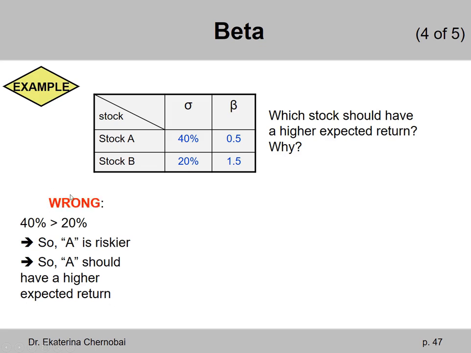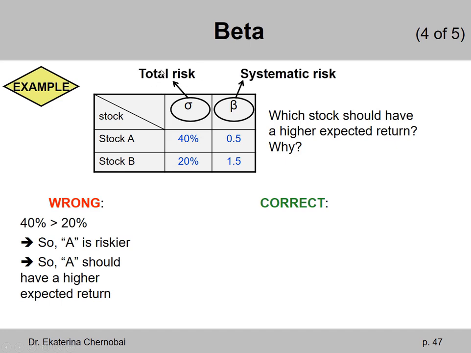However, this is a wrong way to analyze this problem, because what is sigma? Sigma is what we mean by total risk. So it's just fluctuations in returns, on average how far they are from the expected return. But what is the difference between the sigma and the beta? Beta also measures risk, but it's only part of sigma.